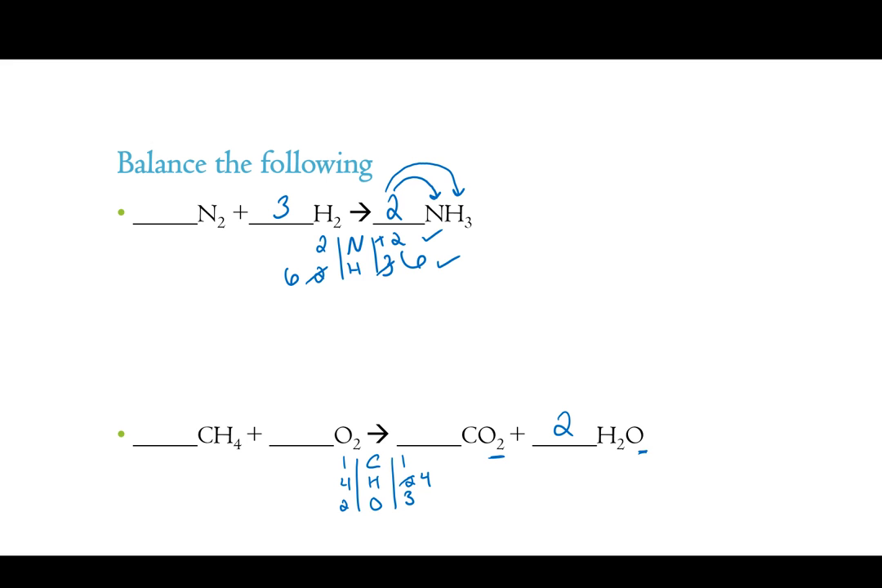So now my carbons work, my hydrogens work. Oh, sorry, that 2 also goes to the oxygen. So now I have 2 oxygen from the carbon dioxide, plus 2 oxygen from the water. I have 4 oxygen. So to balance my oxygen, I will put a 2 in front of the O2, giving me 4 on each side.